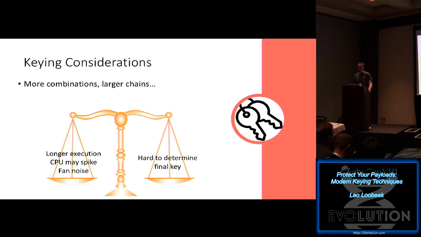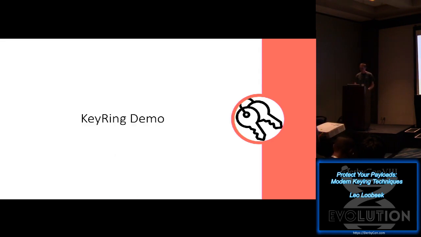The CPU may spike. They might even hear fan noise. But on the other hand, it'd be harder to determine the final key because there are so many possibilities the key could be. So that's just something you have to consider when you're building these payloads. Go with something you're comfortable with.